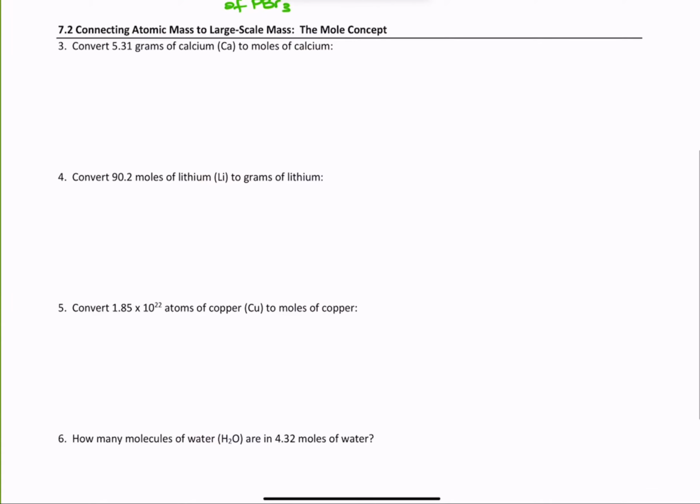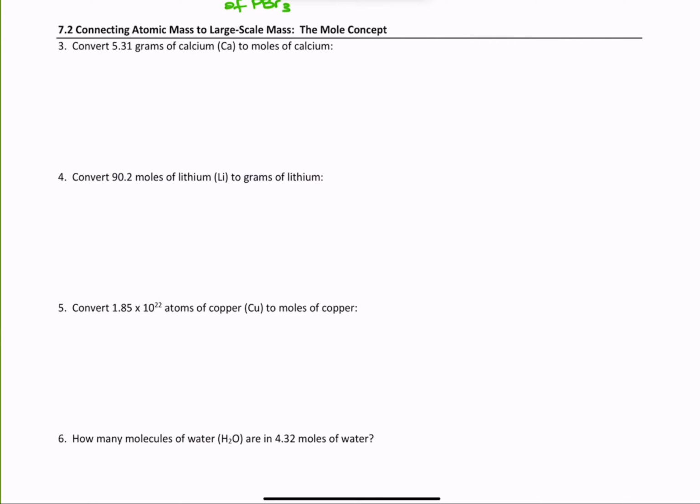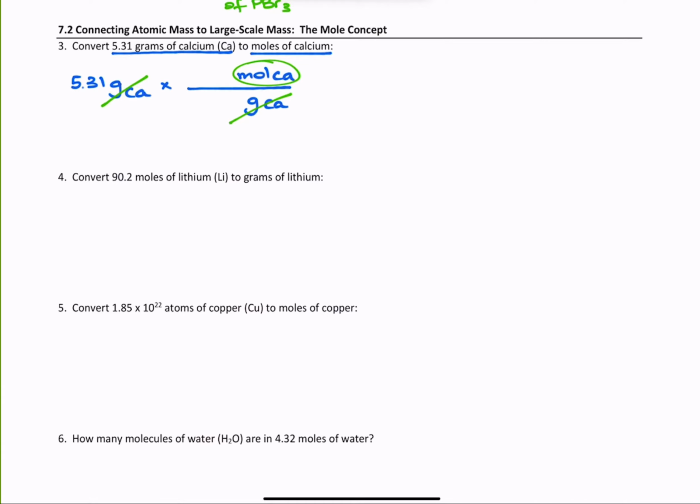So let's do more problems very similar to the worksheet we did before. Problem 1. Convert 5.31 grams of calcium to moles of calcium. We are given grams of calcium and we want to convert into mole of calcium. So what are we going to do? 5.31 gram of Ca is given. What I want is mole of Ca, and set up your conversion factor, cancel gram of Ca. My gram of Ca cancel, and I'm left with mole of Ca.